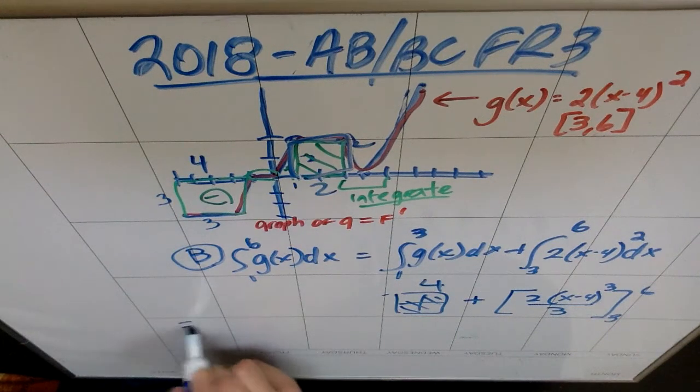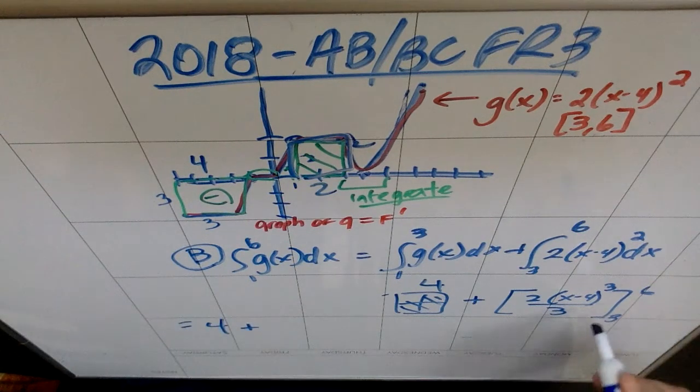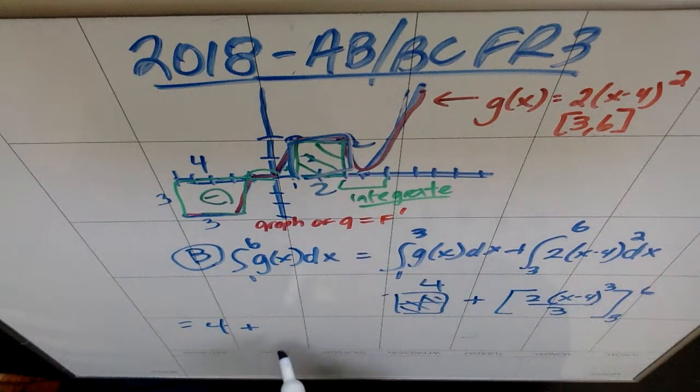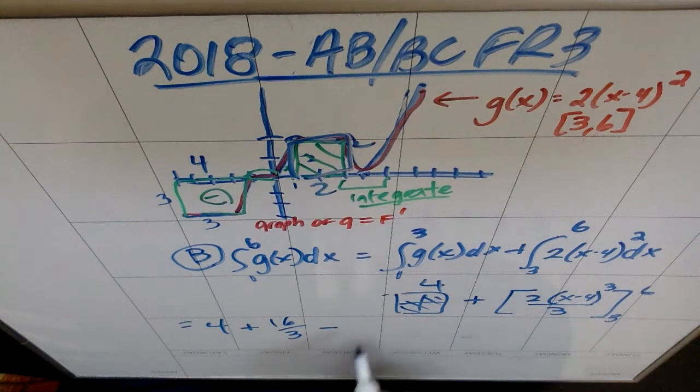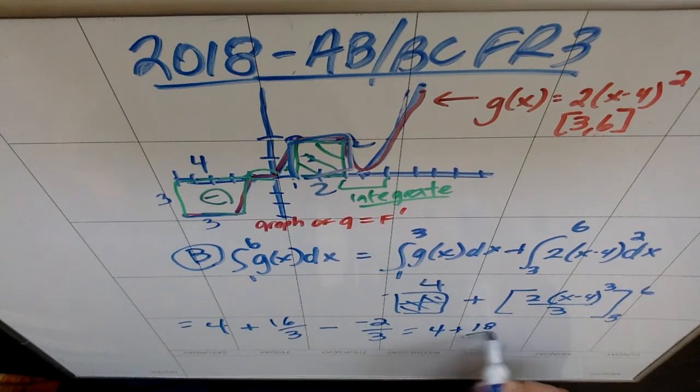So I end up getting that this is a 4 plus, when I plug 6 in, I'm going to get 2 to the third, so 16 thirds, minus, when I plug 3 in, this is going to be a -1. -1 to the third is still a -1, so that's a -2, so minus a -2 thirds, right? So I'm pretty sure that I get 4 plus 18 thirds, which should be a 10, because that's a 4 plus 6.